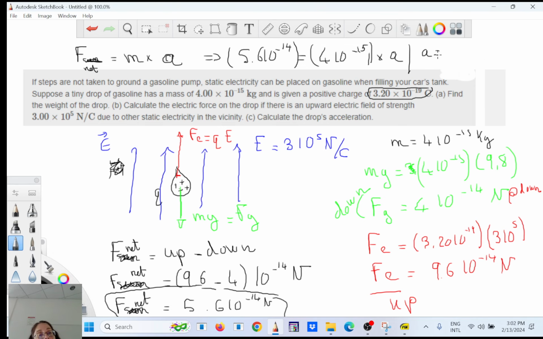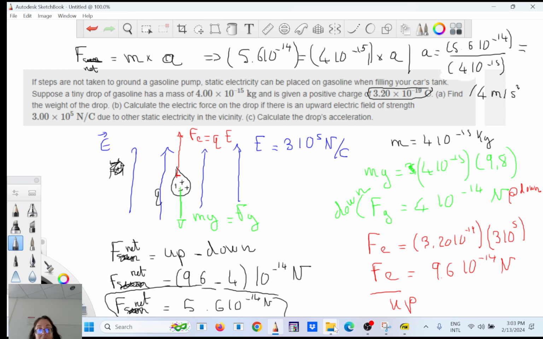So acceleration will be 5.6 times 10 to the negative 14, you are right, divided by, open the parenthesis, 4 times 10 to the negative 15, and you get 14 what? What's the unit? Very good, okay? So it means every second it's going to go faster by 14 meters per second. Okay, are we good?